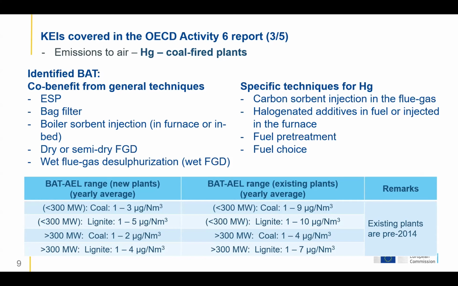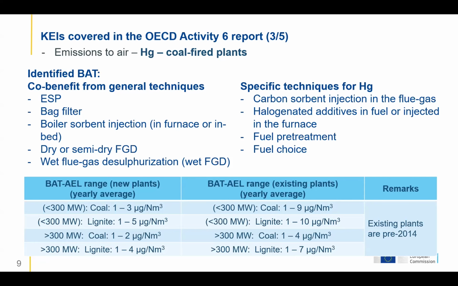dedusting techniques like electrostatic precipitator, bag filter, boiler sorbent injection in furnace or in bed, dry or semi-dry flue gas, or a wet flue gas desulfurization. And we also have, in addition, specific techniques for mercury emissions abatement, like the carbon sorbent injection in the flue gas, the halogenated additives in fuel or injected in the furnace, the fuel pretreatment, and of course the fuel choice, a primary technique, as also indicated by Berak before.